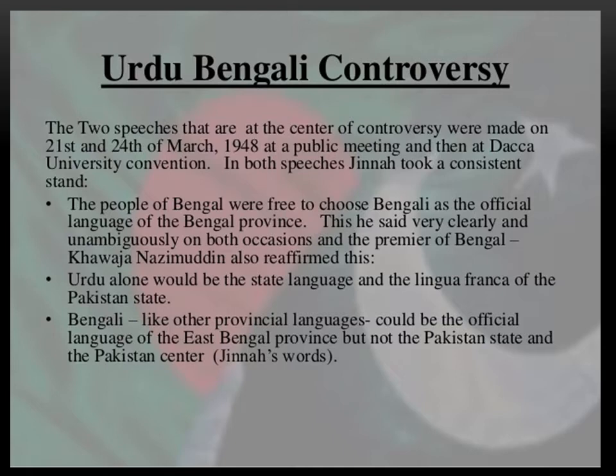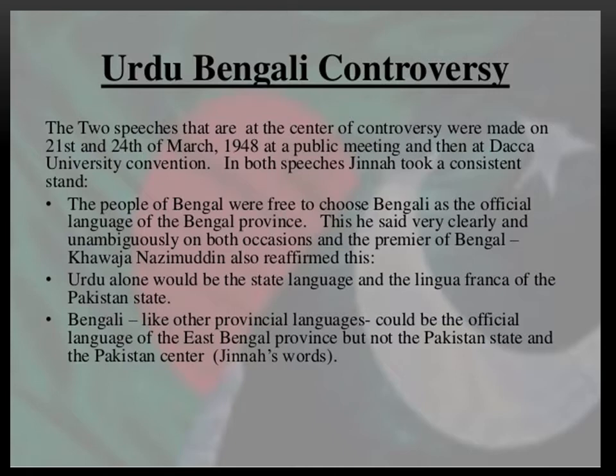But the Qaid was determined to use Urdu as a uniting force. He refused requests for Bengali to be made a joint state language and visited Dhaka to tell the people that Urdu and only Urdu shall be the state language of Pakistan. And he said the people of Bengal were free to choose Bengali as the official language of the Bengal province. This he said very clearly and unambiguously on both occasions, and the Premier of Bengal, Khwaja Nazimuddin, also reaffirmed this.